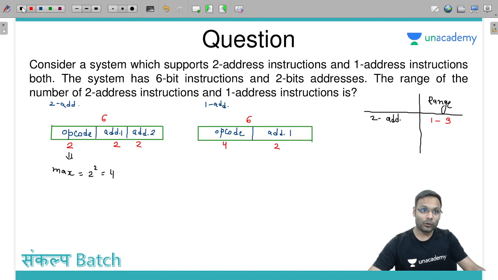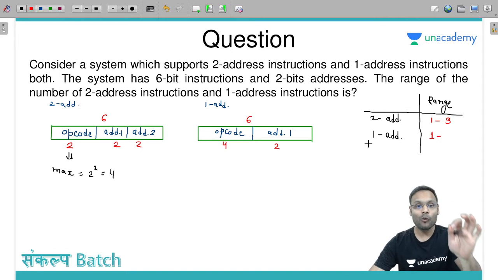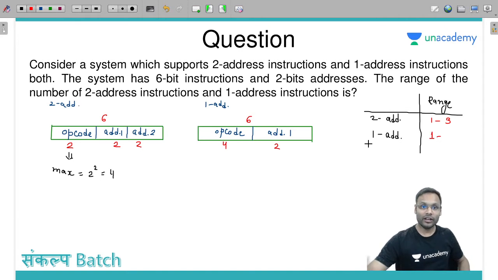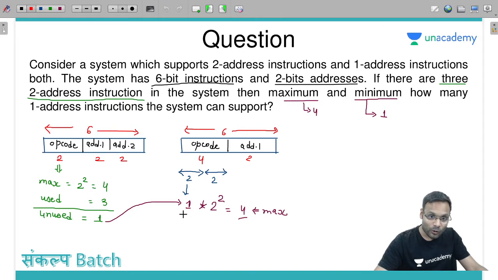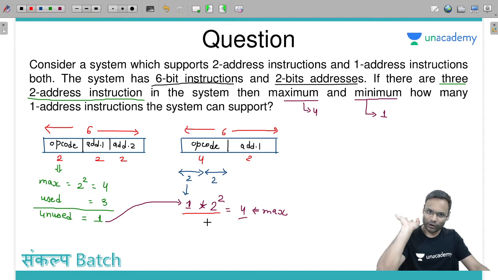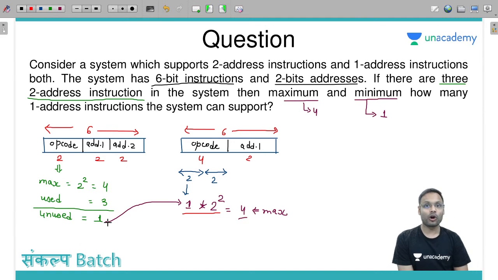Now let's talk about one address instructions. One address instruction we have already taken. We have already understood that minimum to आएगा 1. Maximum how many one address instruction possible when 2 address instructions are not given. अगर हमें यहां पे मैक्सिमम पता करना है, look at this. How can this value be maximum? 2 power 2 will be as it is for every combination. We need to maximize this unused combination.